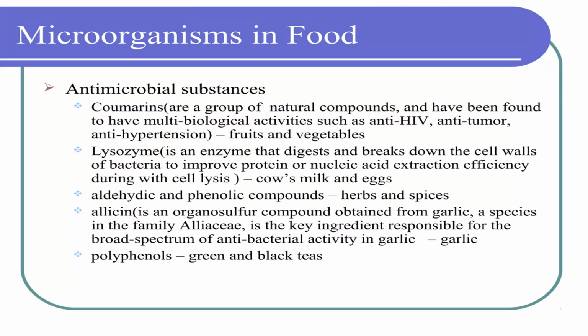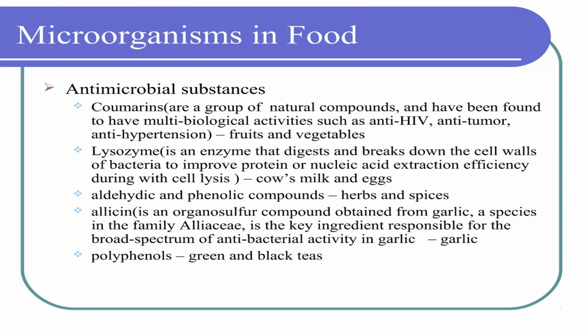Antimicrobial substances. Coumarins. These are a group of natural compounds and have been found to have multiple biological activities such as anti-HIV, anti-tumor, anti-hypertension. These are mainly found in fruits and vegetables. Lysozyme. Found in cow's milk and eggs. It is an enzyme that digests and breaks down the cell walls of bacteria to improve protein or nucleic acid extraction efficiency during cell lysis.